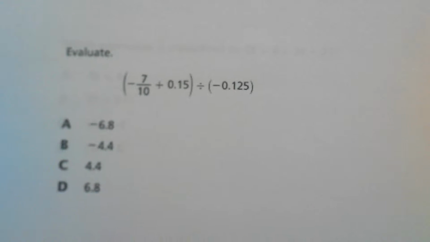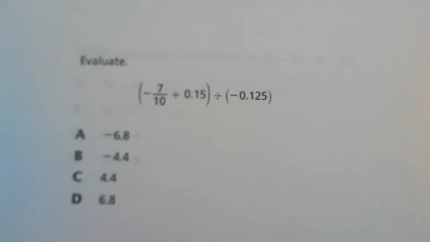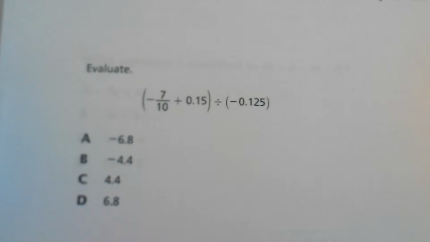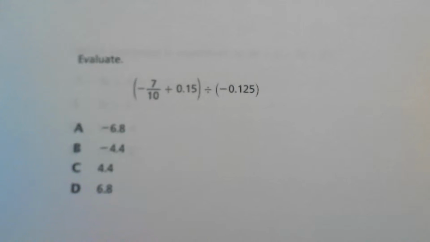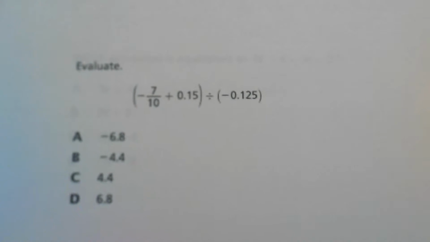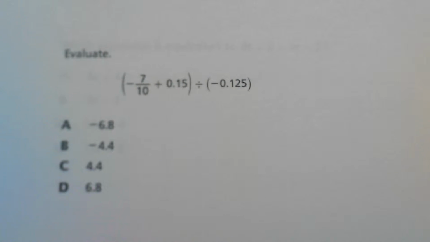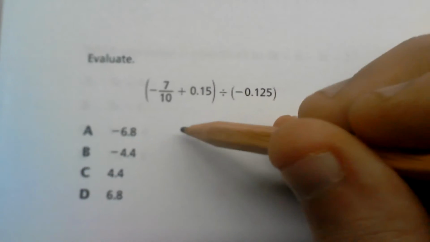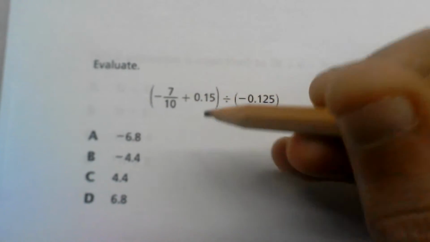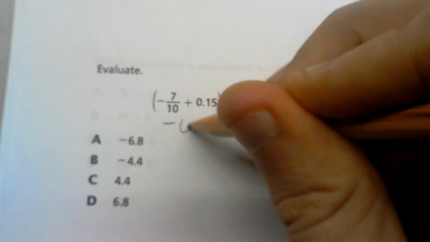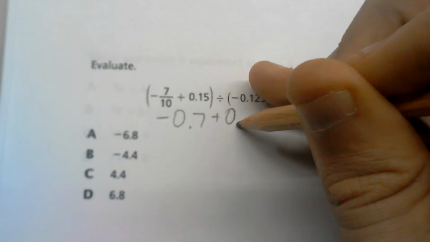Here's our next one. It says evaluate. We have negative 7/10 plus 15 hundredths divided by negative 0.125. Now what I can do is change them all into decimals. I think that would be the easiest way. So we're going to have negative 7/10, which is negative 0.7, plus 0.15.